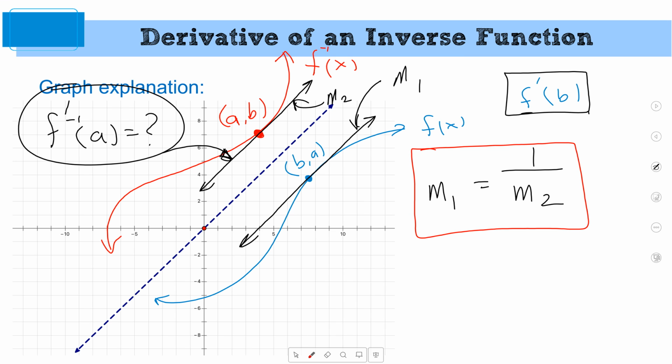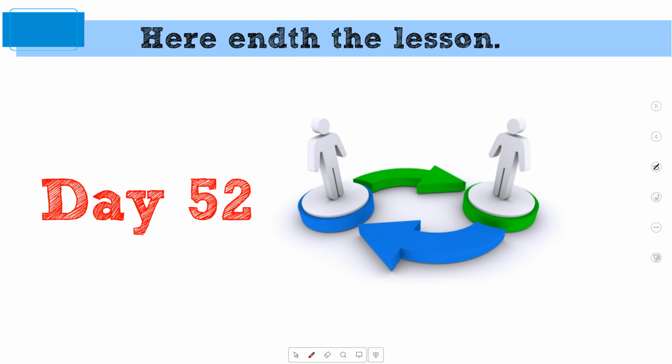Again, reciprocals, not opposite reciprocals. They're not perpendicular. They're just reciprocal of each other. Okay? All done. I fixed it, now we're back on track. So day 52 should be day 52. And again, remember, it's a combination of the two things.